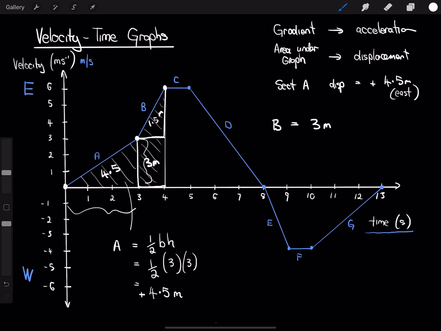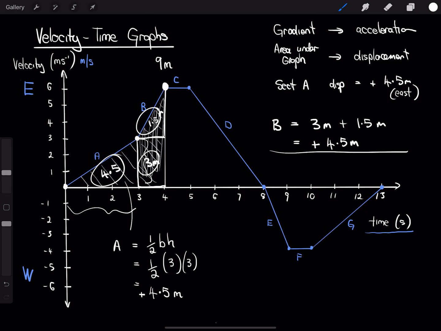So the combined area of both of those sections is going to be positive 4.5. So in section B, it travelled a further 4.5 meters in the easterly direction. So to this point, it's now travelled 4.5 plus another 4.5, so its displacement is now 9 meters east of where it started from. And we can keep going along this graph.